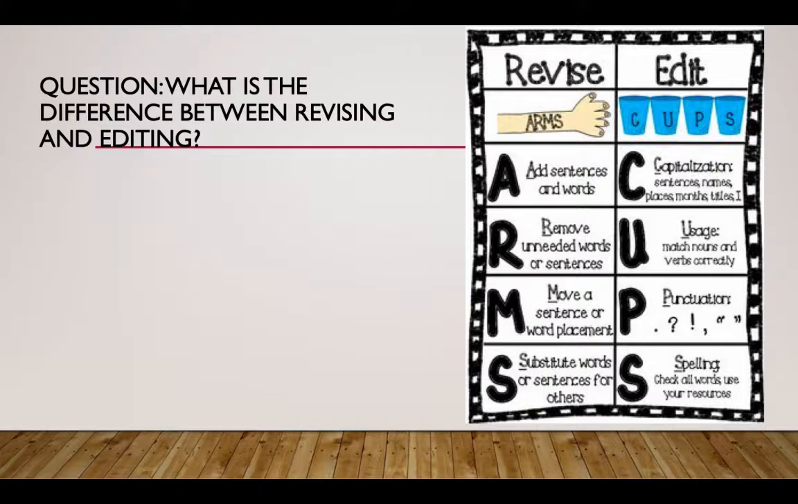You may add sentences or words if you didn't say enough, if you didn't put enough detail, if you didn't make something clear. You may remove unneeded words or sentences that don't go with what you're saying or don't add anything to it. You may want to move a sentence or a word, or you may want to substitute words or sentences for others. In editing, we look at your capitalization, your usage, your punctuation, and your spelling.